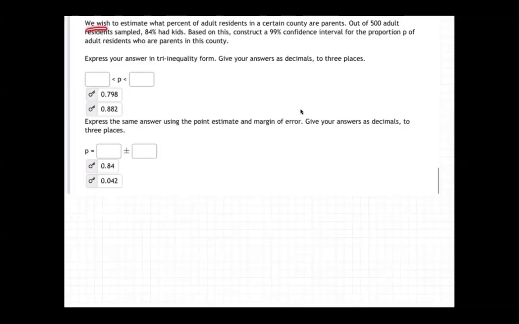This example says we wish to estimate what percent of adult residents in a certain county are parents. Out of 500 adult residents sampled, 84% had kids. Based on this, construct a 99% confidence interval for the proportion P of adult residents who are parents in this county. Okay, so where are we going to go?